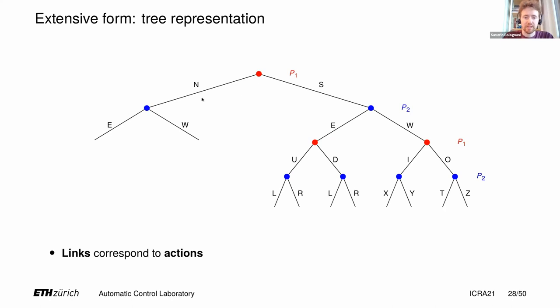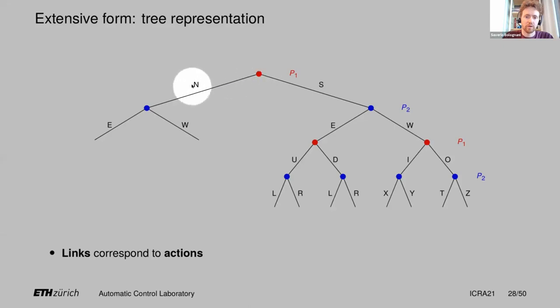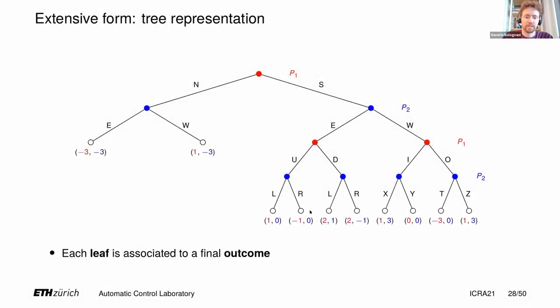Links, not surprisingly, correspond to actions. So player 1's decision is between north and south. Player 2's decision is between east and west. And then it's player 1's turn again to decide between up and down, and player 2's decision between left or right. Of course, when the game ends, when you get to a leaf of this tree, what you get is the outcome of the game. And here we just attach a label to each of these outcome nodes, and the label tells what the outcome is for player 1 and for player 2, or multiple players if you had more than 2.